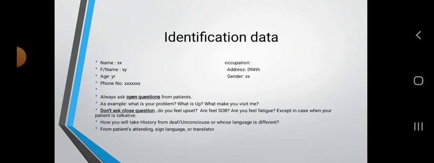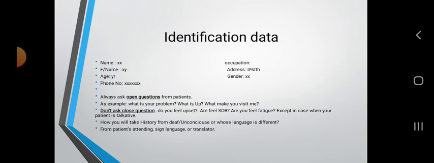And then you have to ask the patient about the phone number. The phone number will help you to contact them, to follow up your patient, whether the patient is good or not, and if you have given some wrong drugs to the patient, maybe you can correct that.